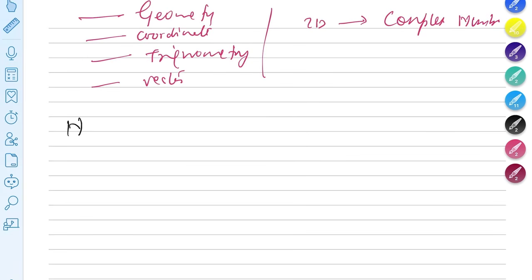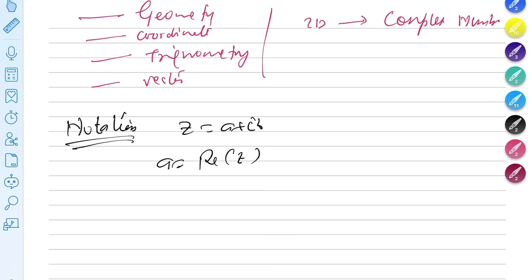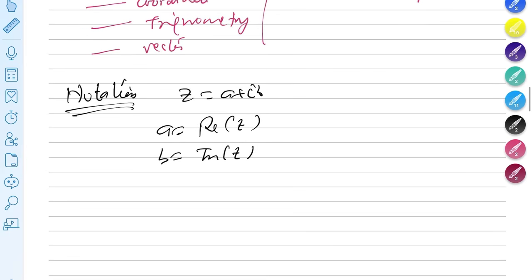If we talk about the notation, as I discussed earlier, z is equal to a plus ib, where a is called the real part of z and b is called the imaginary part of z. Again I am emphasizing that both a and b are real numbers. They are independent, but they are real numbers. b is the imaginary part, not an imaginary number, whereas a is the real part of the complex number z.